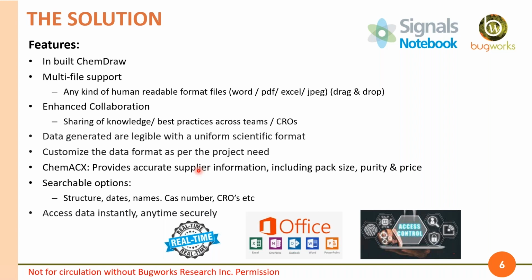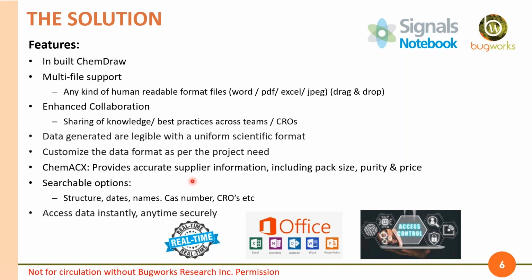It's a collection of almost 20 million substances and 37 million products from 780 vendors worldwide. And it is updated every 3 months and provides accurate supplier information, package size, purity, and price. This is very helpful for our CRO chemists, and it has amazing searchable options.